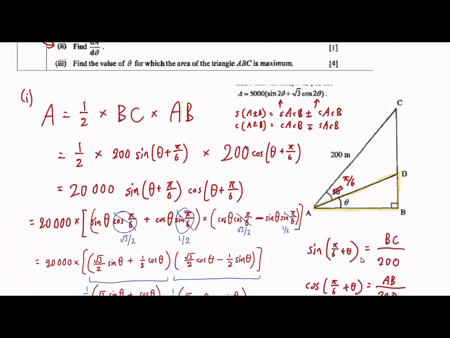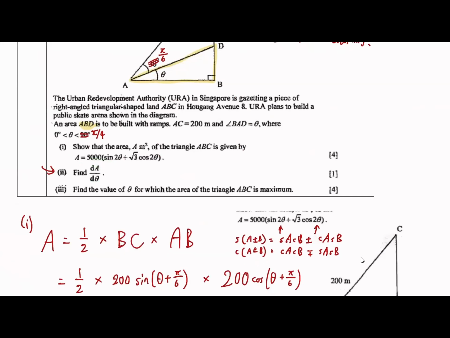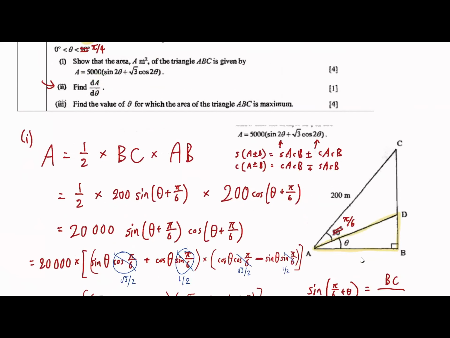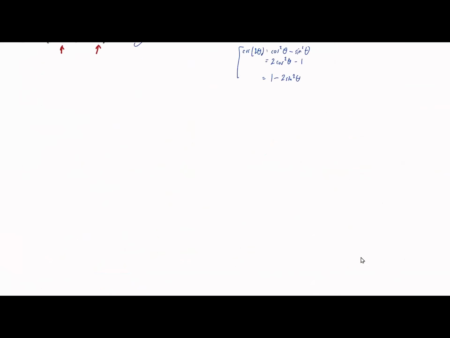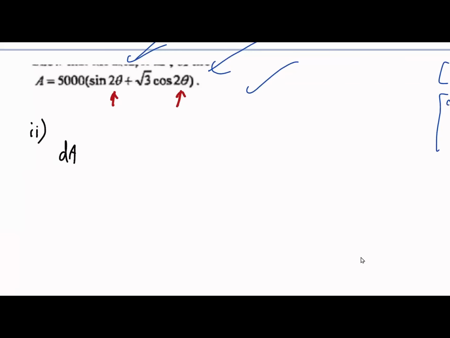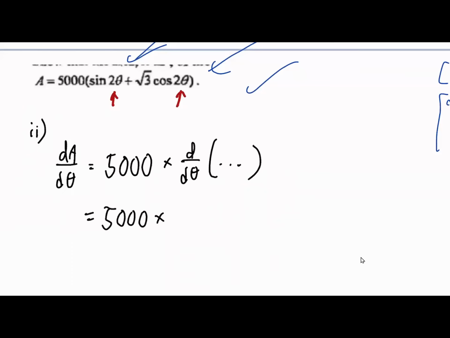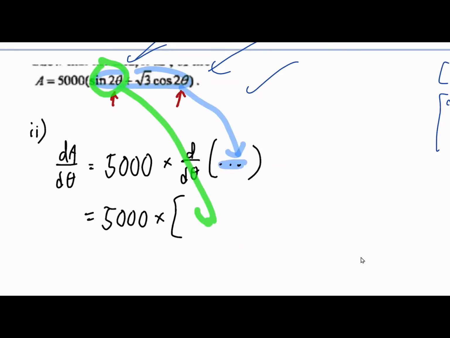Part 2, find dA by d theta. That's when you need to use your sine and cosine tricks. So let's calculate dA by d theta. What would it be? So the 5,000 factor, I will just leave it alone. Then d by d theta of the rest. I'm just going to put a dot, I hope you get what I mean, for the expression in the bracket. I'm trying to save some time. Then you differentiate with respect to theta. Just draw a big square bracket. Differentiate the first one, sine. What do you get?